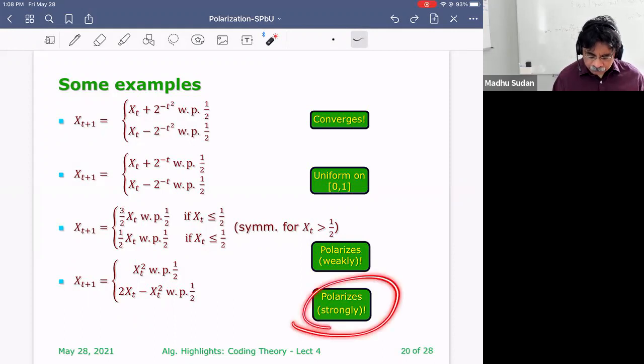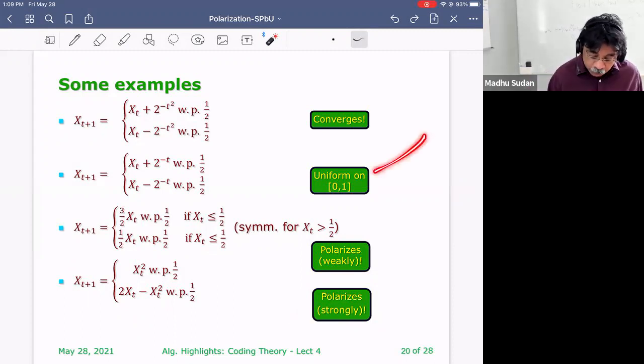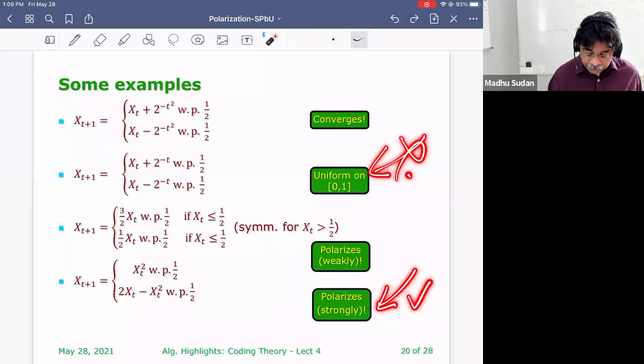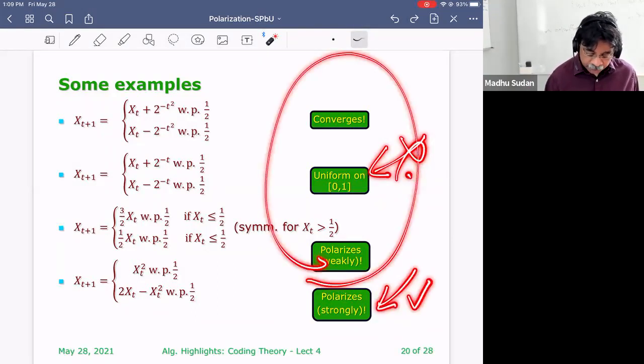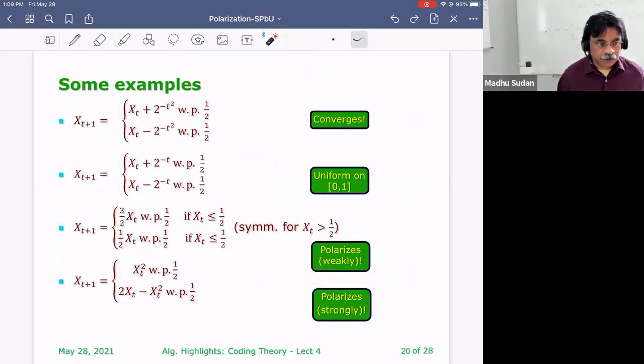This turns out to polarize really strongly. This is the kind of polarization that we want to see with the Arikan martingale. So we really want to prove that our martingale does not behave like the first example. It behaves like this one. In fact, none of the above would have been good. We really want it to be this kind of a thing.